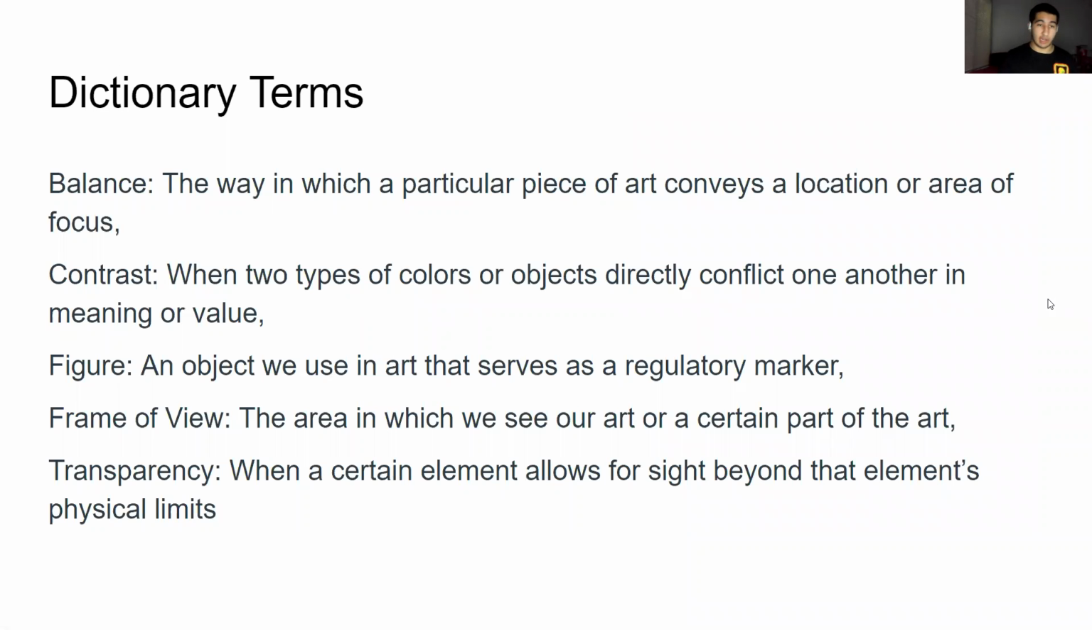Some dictionary terms that I wanted to focus on were balance, contrast, figure, frame of view, and transparency. Balance because I wanted the elements within my project to be balanced throughout the design. Contrast because I valued the contrast between the materials I used. Figures because I used certain objects as ways to dimension my project.